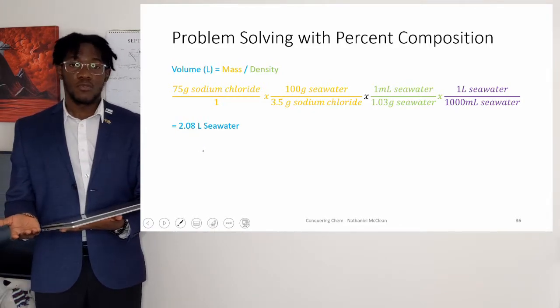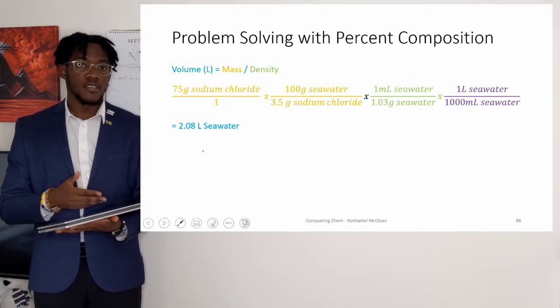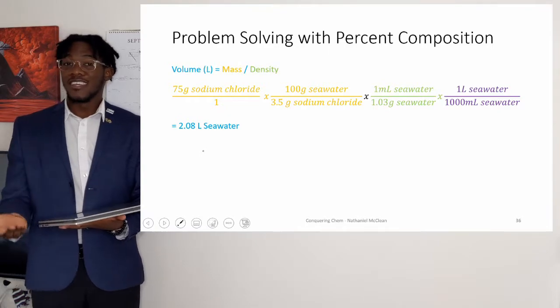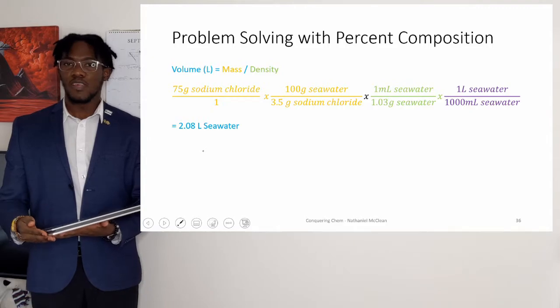This question can be further broken down in one of my tutorials, where I can explain it even further if you didn't get it here, so feel free to watch that. This is the end of this part. I just wanted to introduce percent composition and density. I hope that this helps you.